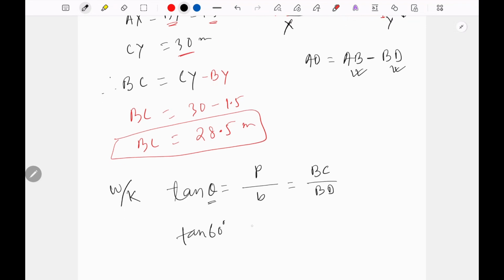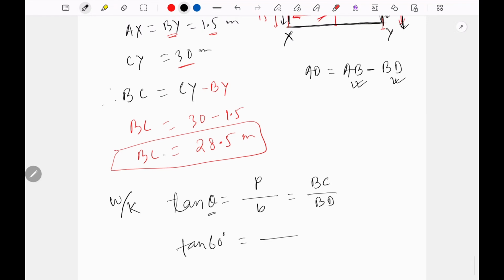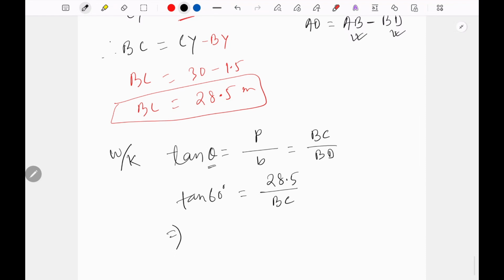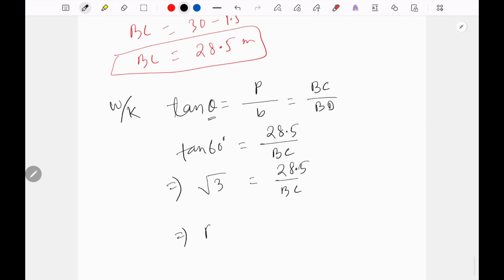So write tan of 60 degrees equals BC. BC is how much? See, BC is 28.5. So write here 28.5 divided by BD. Now tan of 60 degrees is root 3. So we can write here tan 60 degrees is root 3, equal to 28.5 divided by BD. So from here we can write BD equals 28.5 divided by root 3. So this is the length of BD.